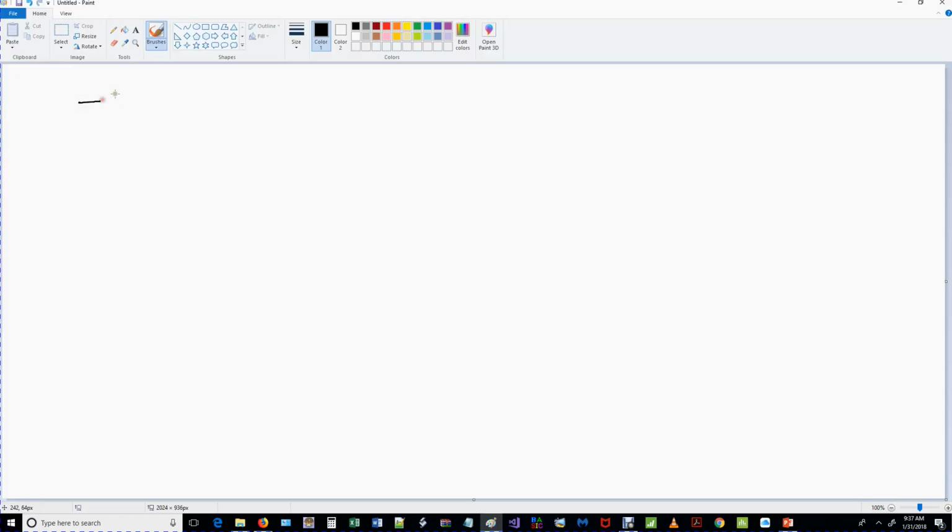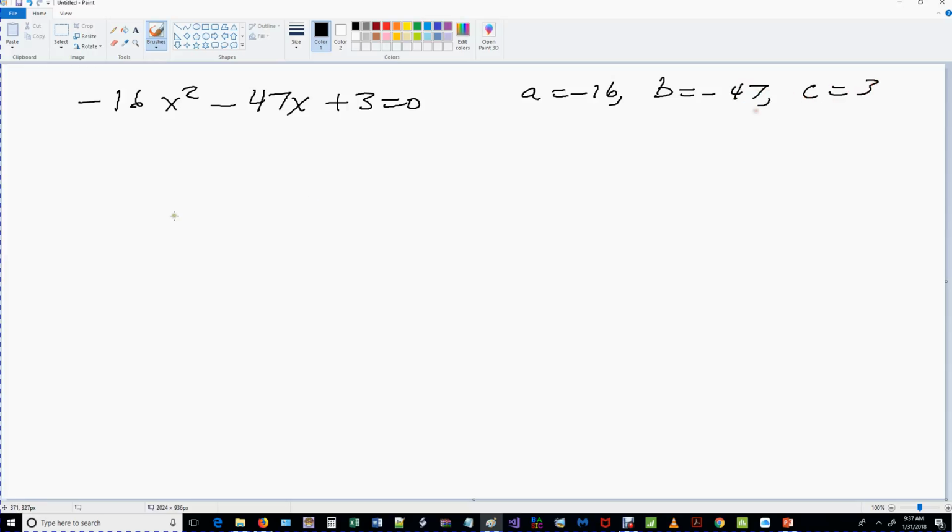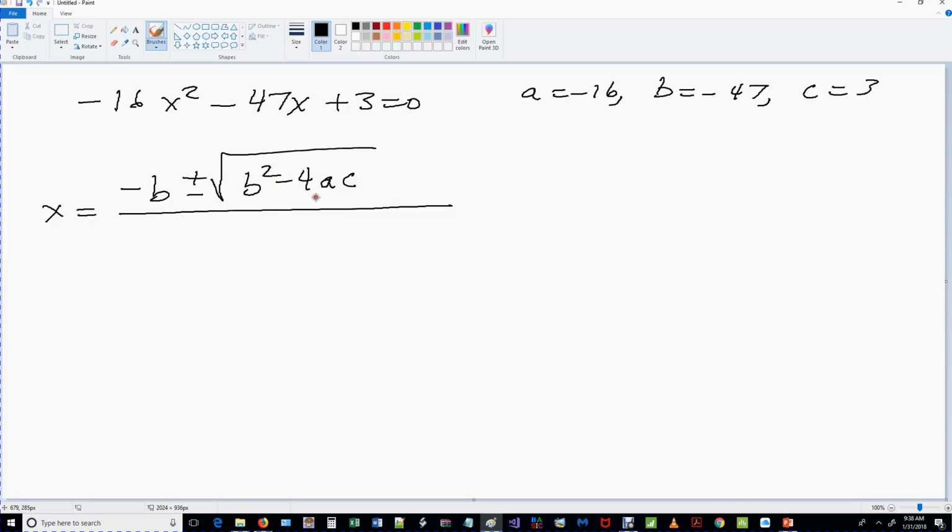This is the problem: minus 16x squared minus 47x plus 3 equals 0. So we know this is in standard form, right? So A will be minus 16, B is minus 47, and C is 3. Now, the standard form gives you the A, the B, and the C. And we need the A, the B, and the C because we need to use the quadratic formula. This is the quadratic formula: minus B plus or minus the square root of B squared minus 4AC inside of the radical, and then 2A on the bottom.